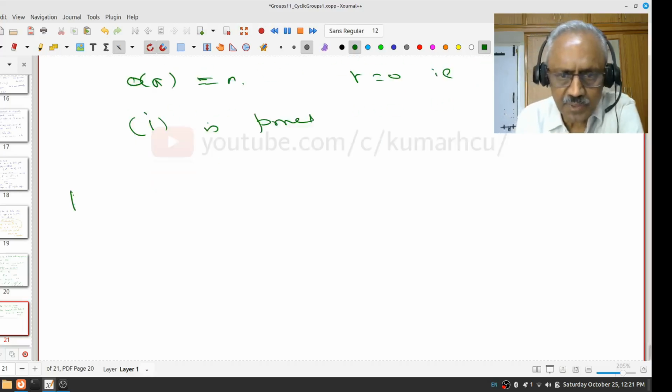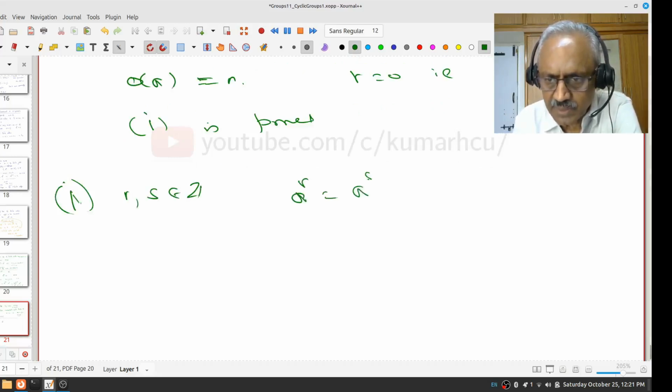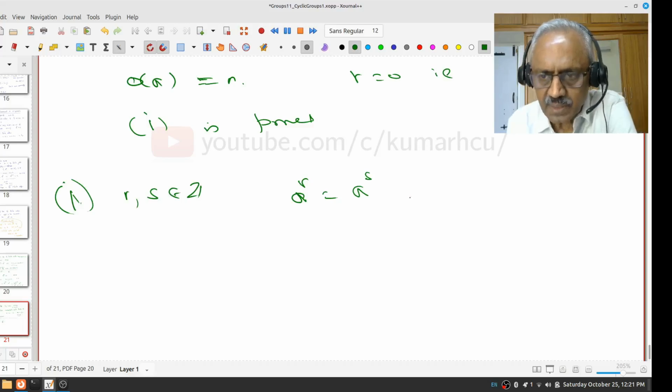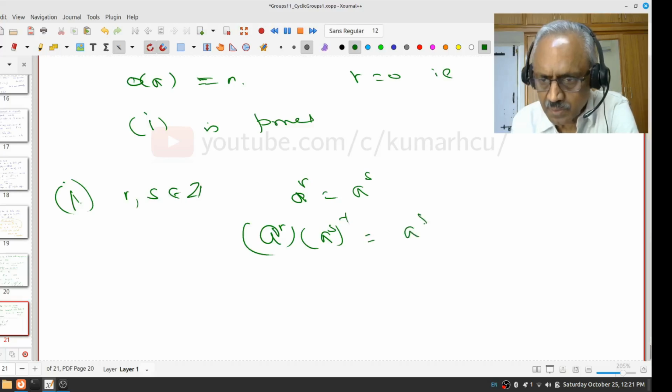Now 2 is obvious. Suppose r and s are integers and a to the power r equals a to the power s, right? Then what do I do? I multiply both sides by the inverse of a to the power s. a to the power r into a to the power s inverse, and a to the power s into a to the power s inverse.